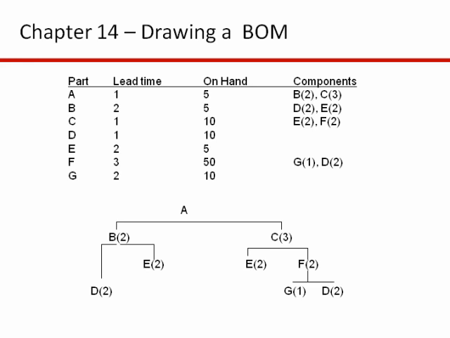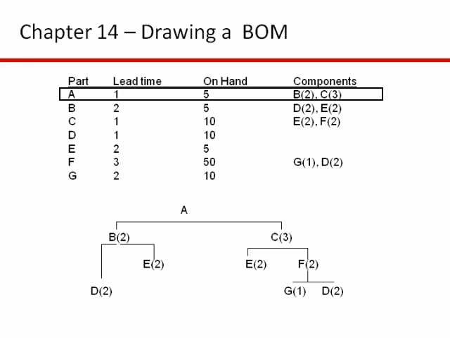One of the skills that you're going to have to learn in Chapter 14 is how to draw a bill of material. This is an example here. If I look at Part A, I can see that Part A is composed of 2 B's. The number in the parentheses after the component is quantity. So it has 2 B's and 3 C's.